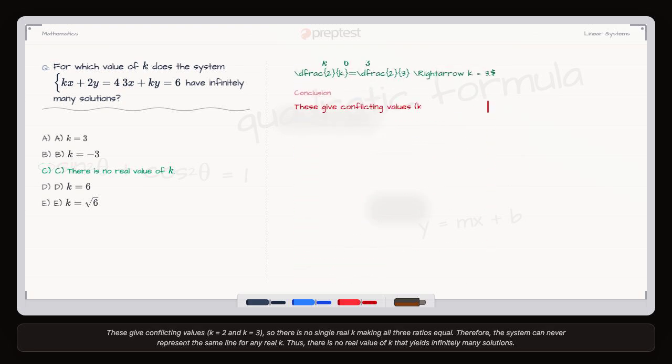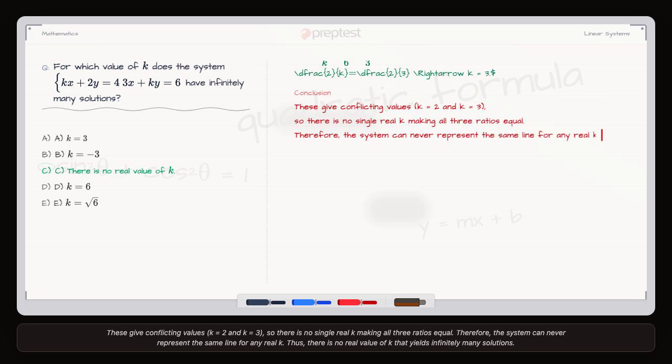These give conflicting values, k equals 2 and k equals 3, so there is no single real k making all three ratios equal. Therefore, the system can never represent the same line for any real k. Thus, there is no real value of k that yields infinitely many solutions.